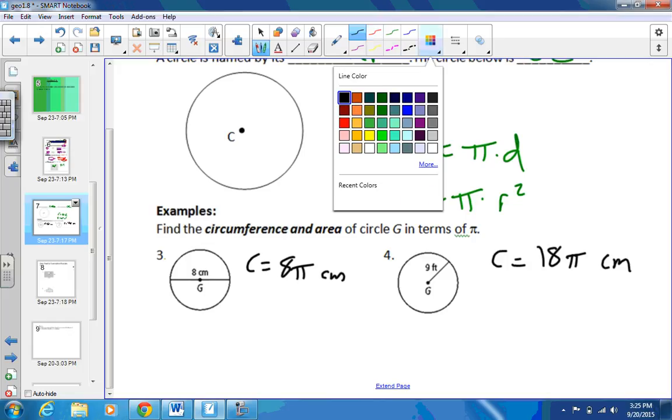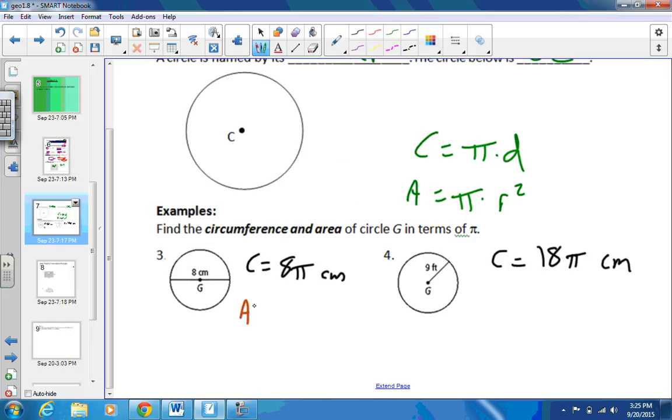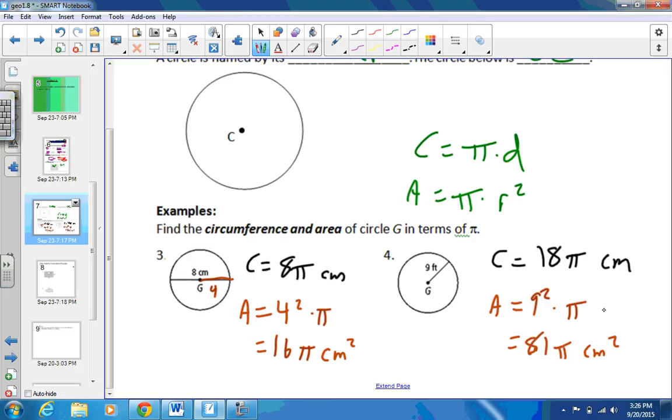Area, on the other hand, and we'll do this. So the area for each one, let's see, we need the radius. So the radius for this one would actually be 4. So it would be 4 squared times pi, which would be 16 pi centimeters squared, because it's still area, so you have to do centimeters squared. And the area of this one, we already have the radius, so we have 9 squared times pi, or 81 pi centimeters squared. So that's finding the area and the circumference of a circle.